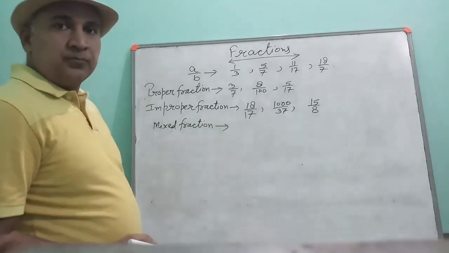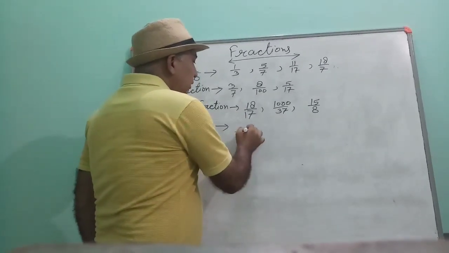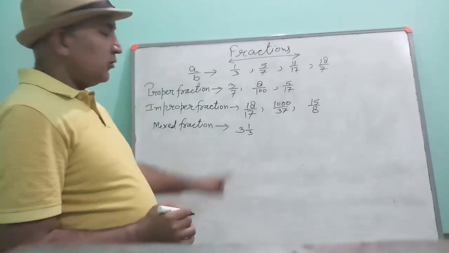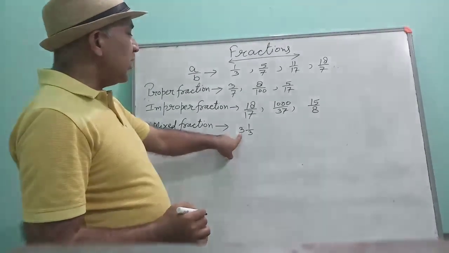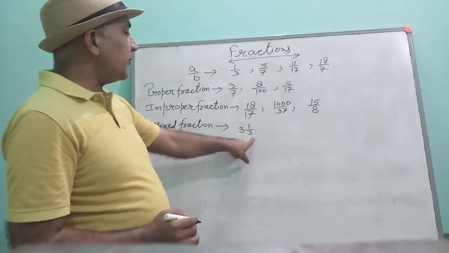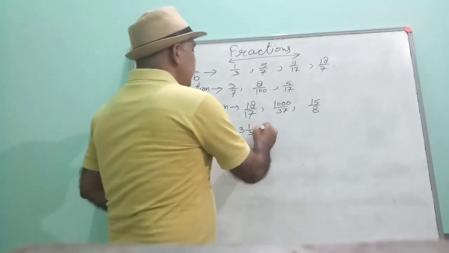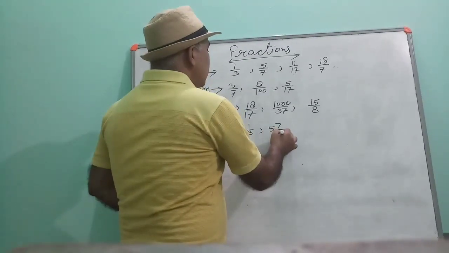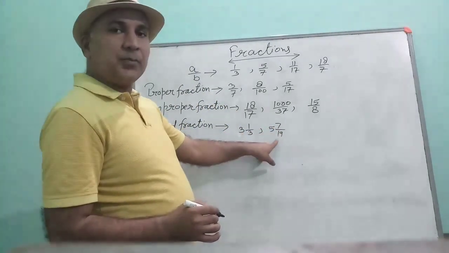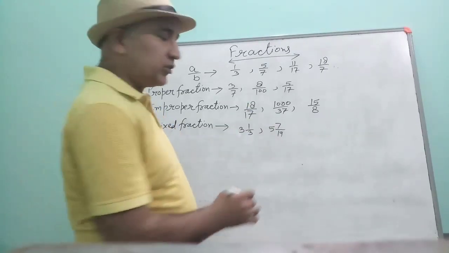mixed fraction. Children, mixed fractions are those fractions in which a whole number is added with a proper fraction. 1 by 3 is a proper fraction. This proper fraction has been added with a whole number. See one more. 5 into 7 by 19. 5 is the whole number, 7 by 19 is the proper fraction. So 5 into 7 by 19 is a mixed fraction.